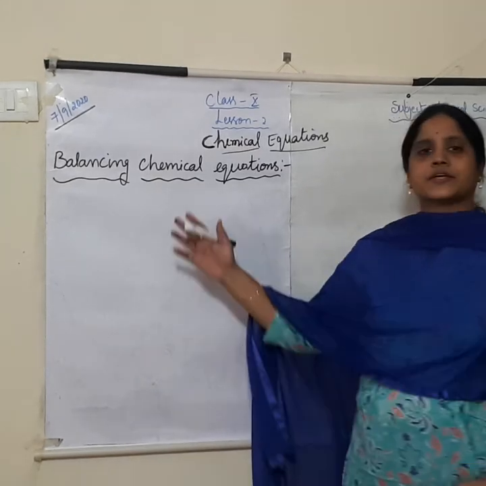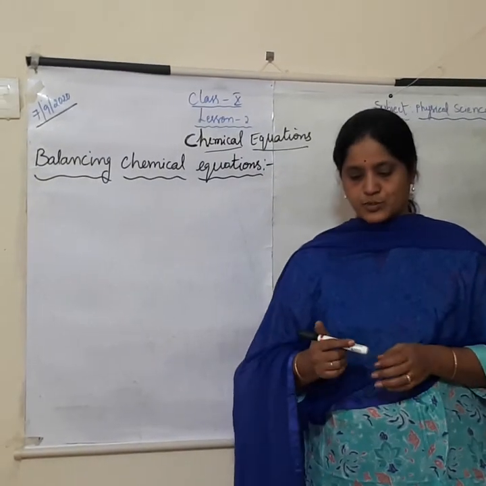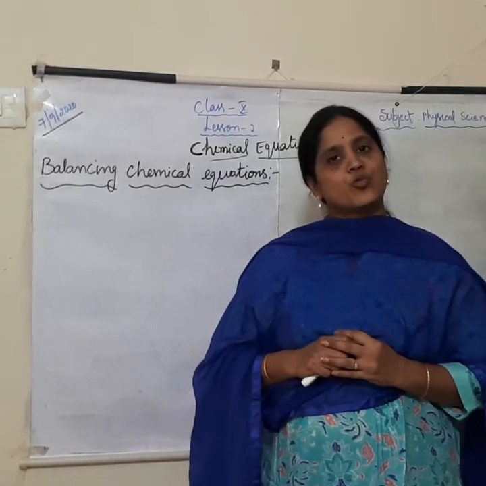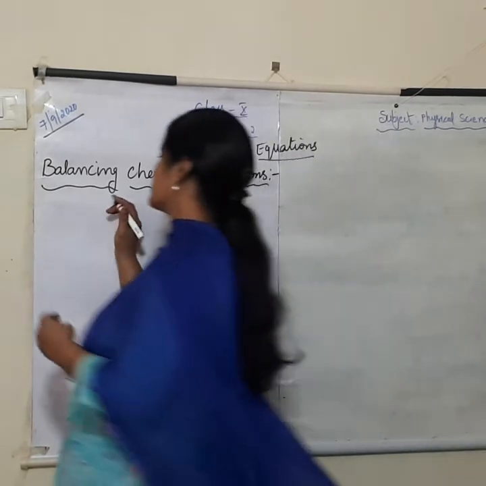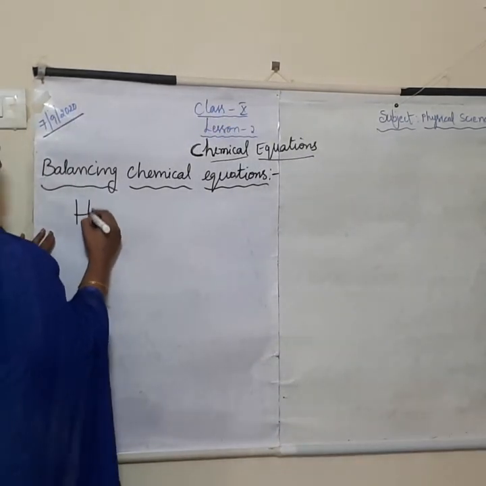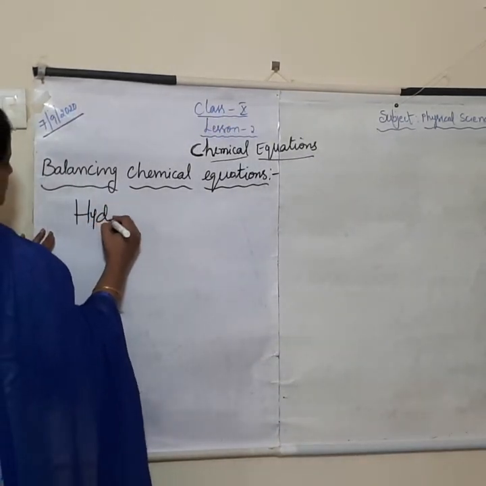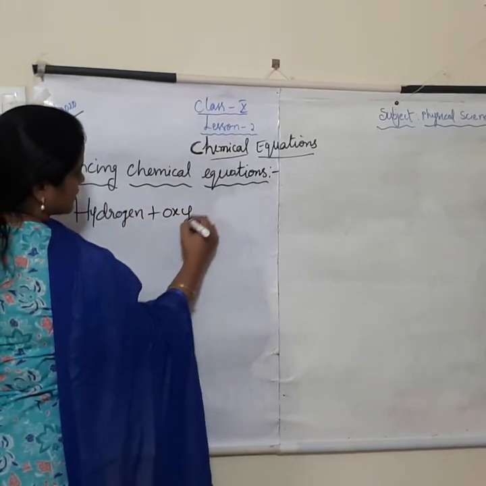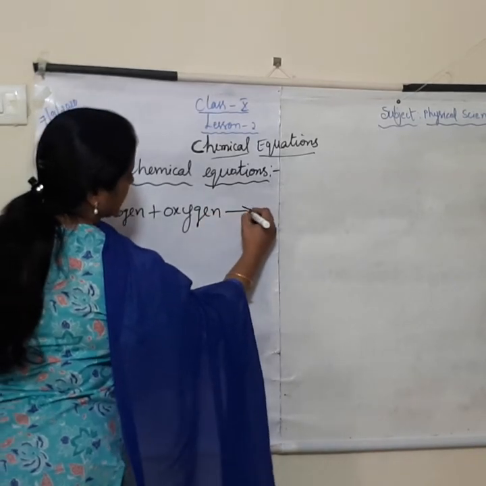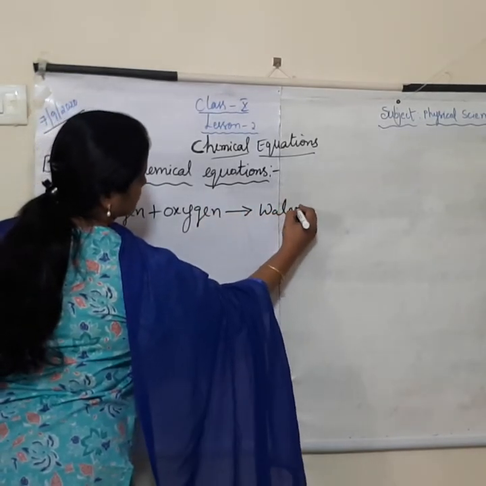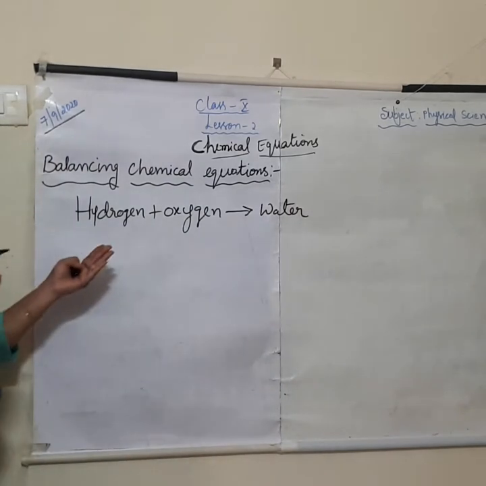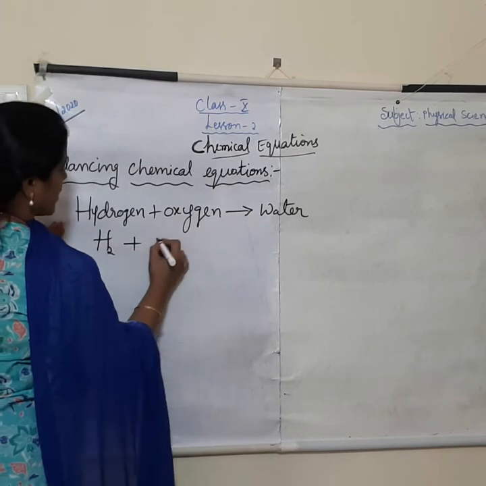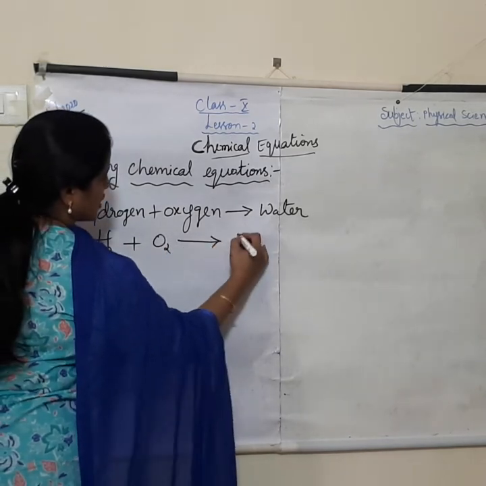Now, how to balance a chemical equation, we'll discuss through examples. When hydrogen and oxygen combine, we'll get water, that everyone knows. See, when hydrogen combines with oxygen, we will get water. So this sentence we must write in the equation form. So hydrogen means H2 plus O2 gives H2O.